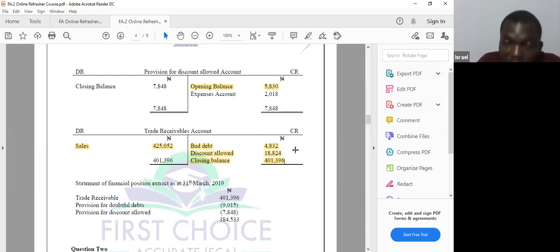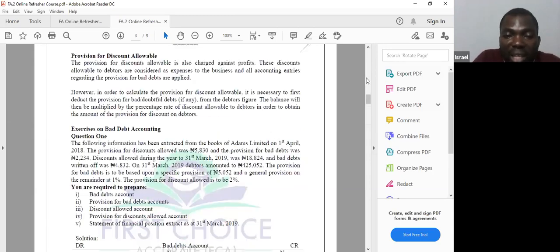So we have 401,396 minus the specific provision given to us, 5,052. That will give us 396,344. That 396,344 is the amount that 1% will be used on to get our general provision. Remember, it says a general provision on the remainder at 1%. So after you have removed your specific provision from the trade receivables, that gives you the amount you can charge your general provision on, and that will be times 1%.